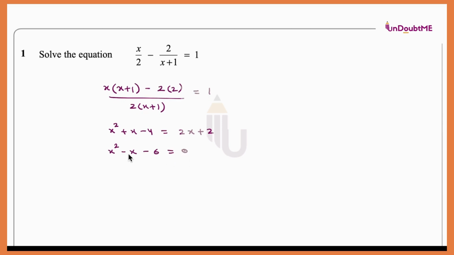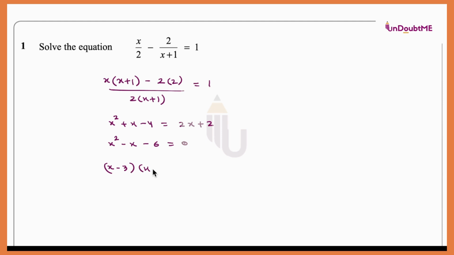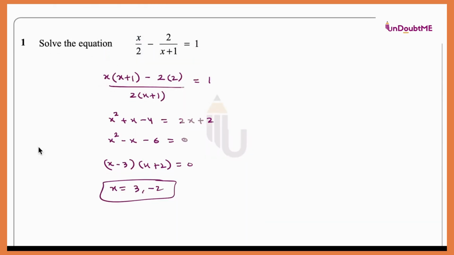Now here we can just factorize this quadratic and get the answer. So factors of 6 are 2 and 3. I need minus 6, so I will do minus 3 and plus 2. So it will be x minus 3 and x plus 2 is equal to 0, and the value of x is 3 and minus 2. Let's move on to the next question.